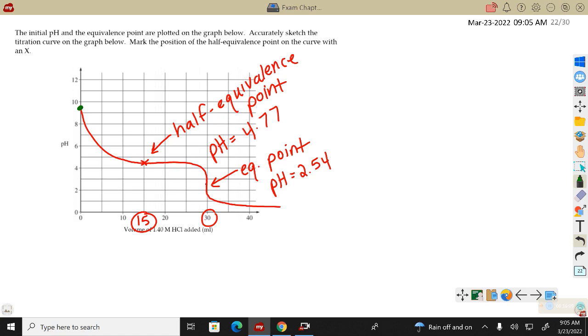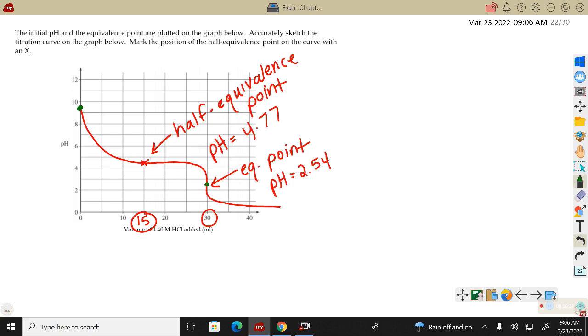And they also mark in the pH at the equivalence point, which is a little bit more than 2. And they told me that. The pH at the equivalence point was like a 2.5 or something, 2.54. I've got to fill in the rest of this curve.